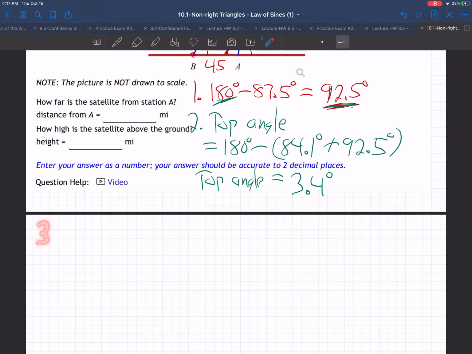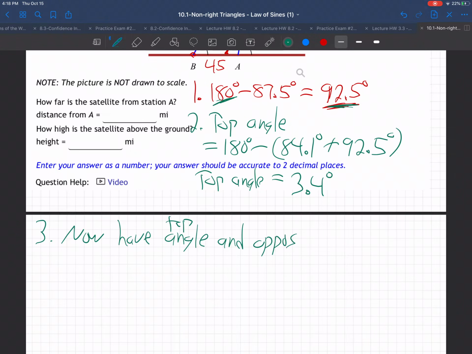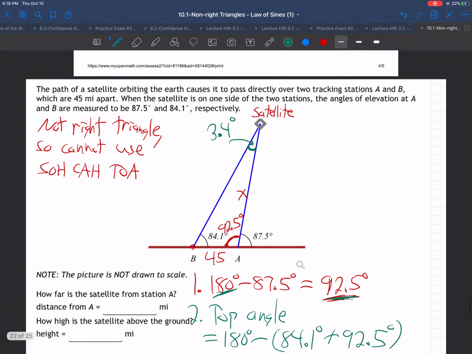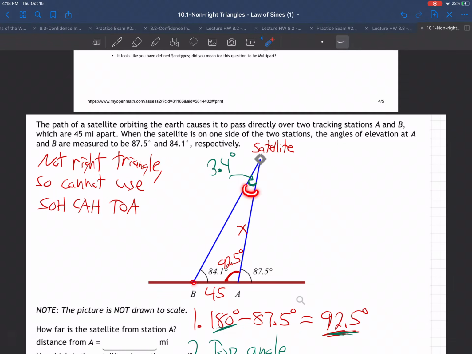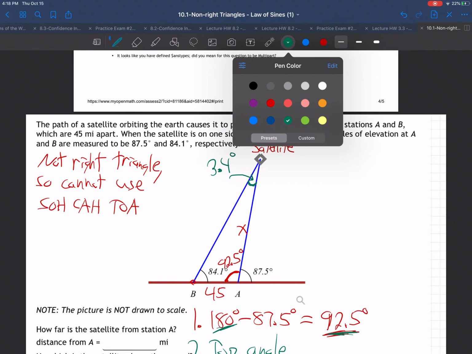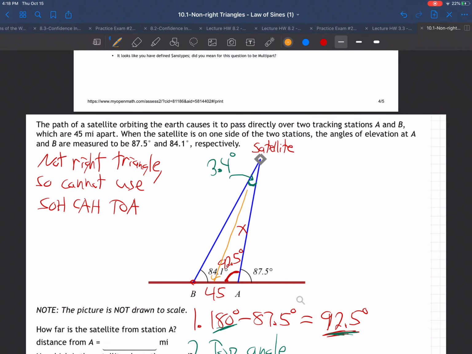So step 3, coming on down here. Now we have the top angle and the opposite bottom side, don't we? We have the top angle up here and the bottom side across from each other. So that means you can set up a pair. Remember how that works? We can say the sine of the angle over the side, or the side over the sine of the angle, and then what do we want to find? X, those two. Remember how the law of sines works?